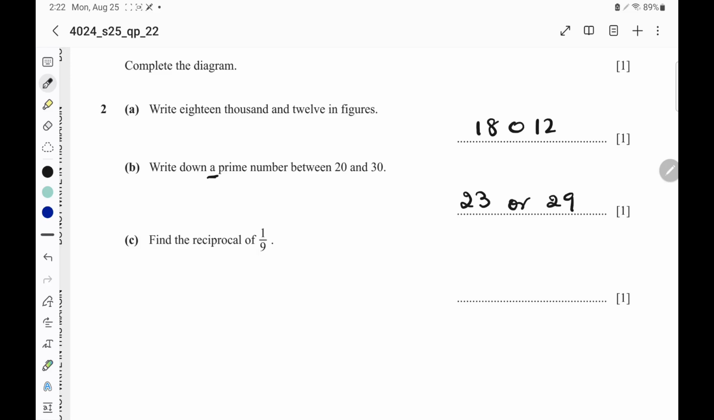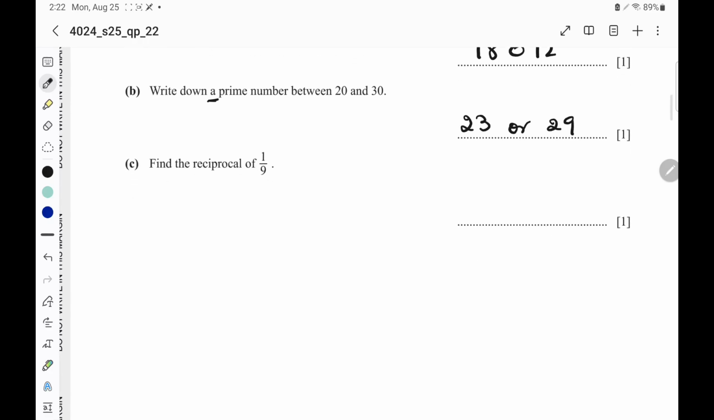Okay, part C, find the reciprocal of 1 over 9. So for 1 over 9, the reciprocal means 9 over 1, which is equal to 9. So 9 is the answer for question number 2, part C. Now come to question number 3.